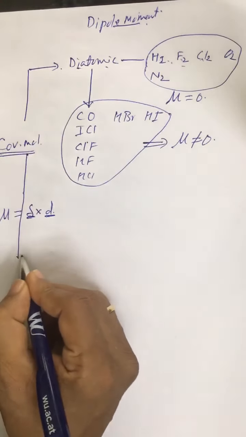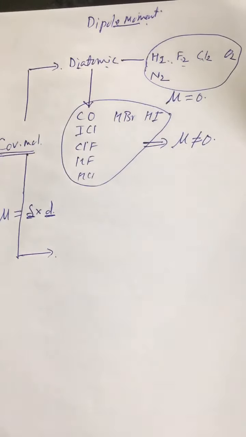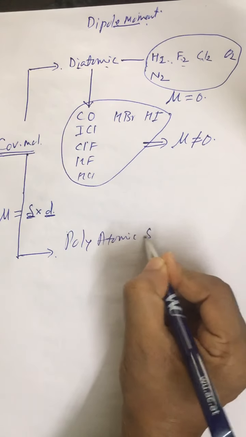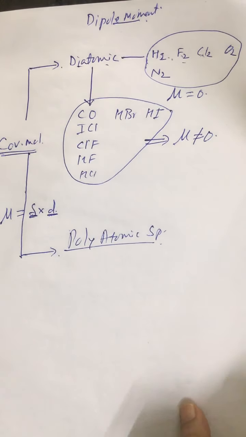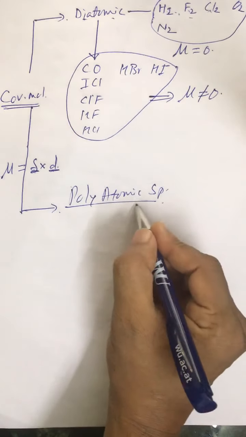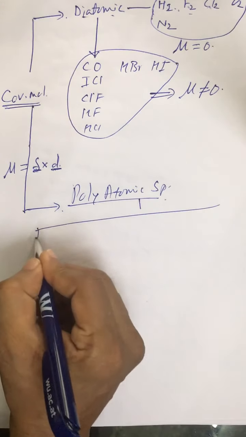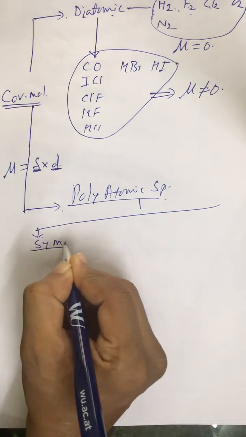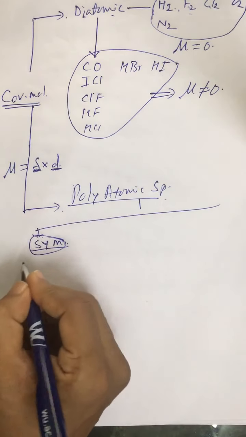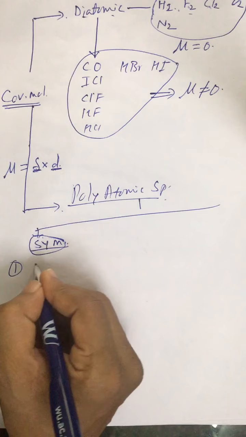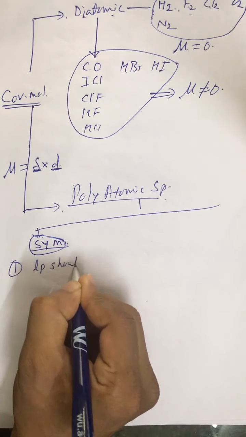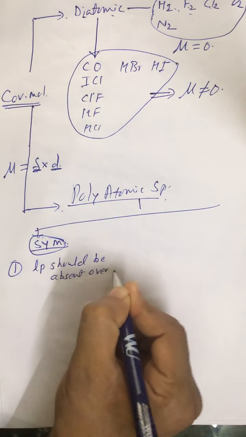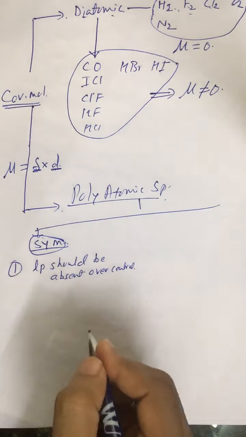Now, second, covalent molecules are divided into polyatomic species, which means molecules with more than two atoms. Polyatomic species are again further divided, and this is very important, into symmetrical molecules. For symmetrical molecules, the first thing is that lone pairs (LP) should be absent over the central atom.